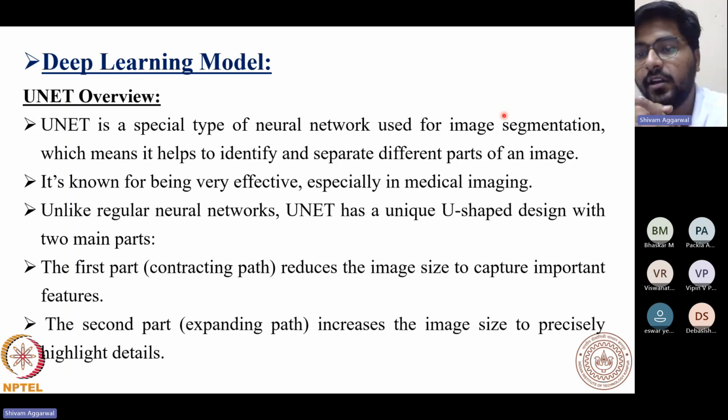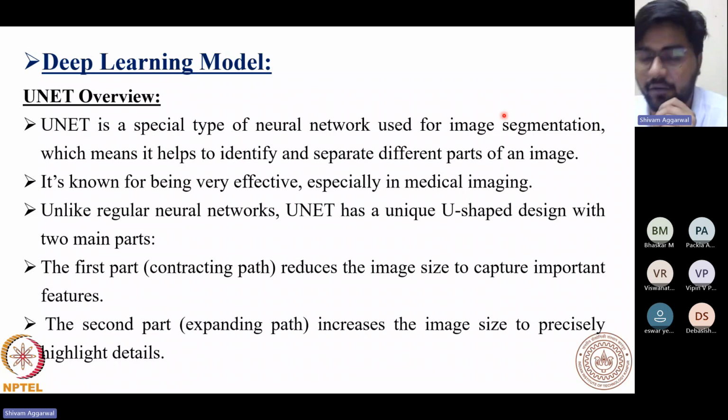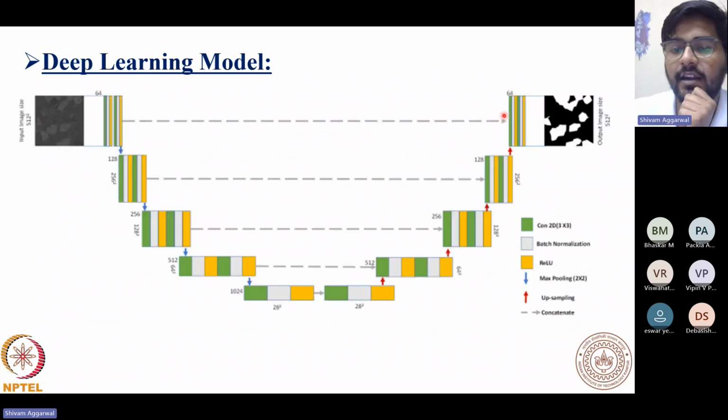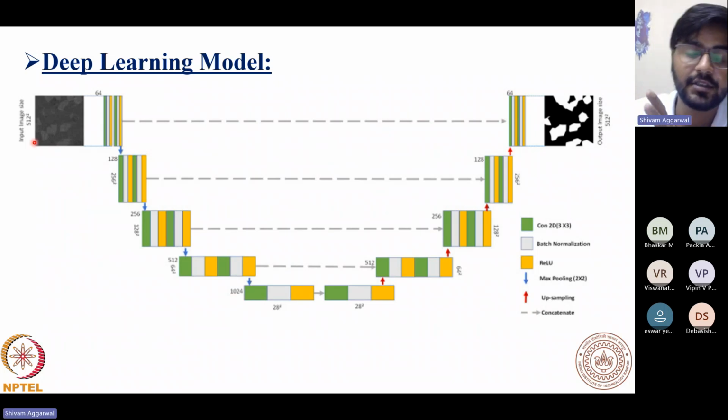And unlike a regular neural network like the CNN, it has a unique U-shaped design with two parts. The first part is the contracting part. What does that do? It reduces the image size to capture the important features. If you see here, the size is reducing: the image is 512 by 512 pixels, then 256 by 256, then 128 by 128.